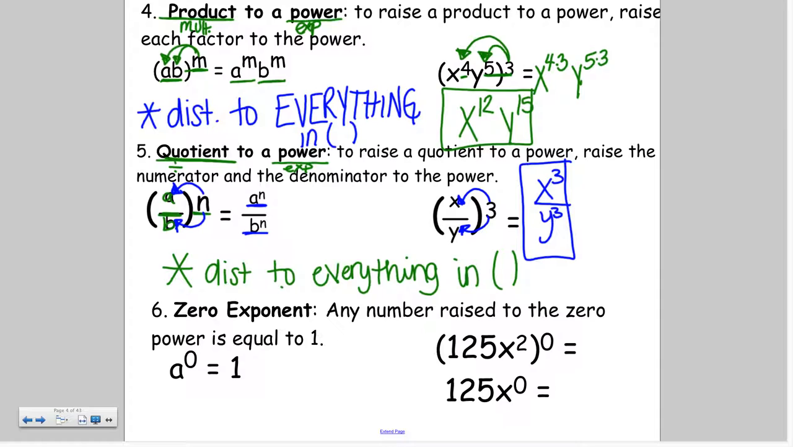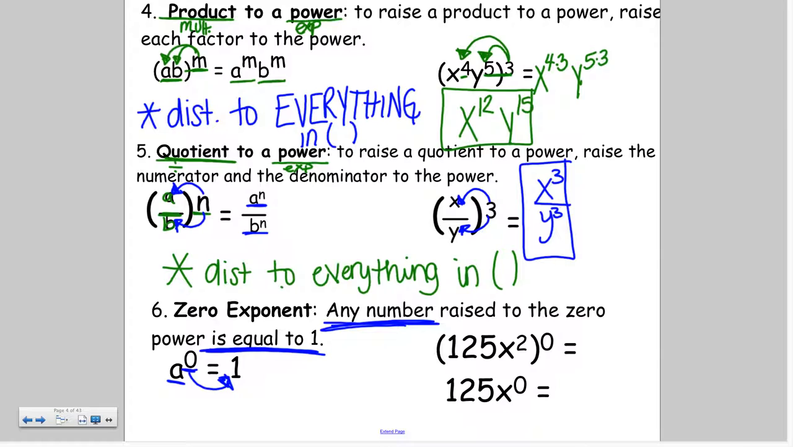All right, now this is the easiest one, I do think. So it's the zero exponent. Any number raised to zero is equal to 1. All right? As you can see, A has 0 power, so we get 1 as our answer. All right? Now, if we look at 125x squared, that's raised to the 0.